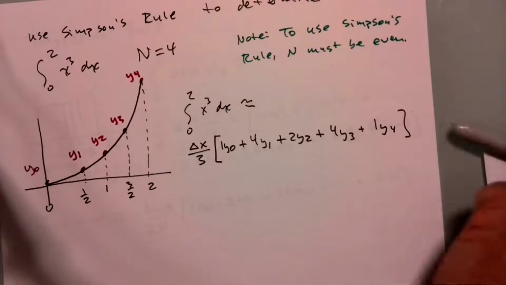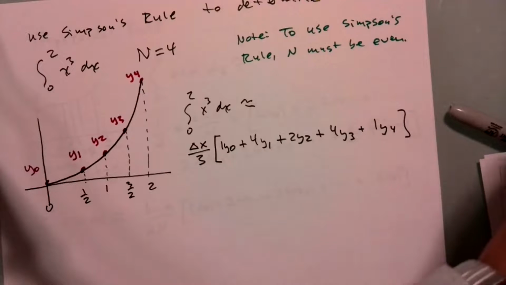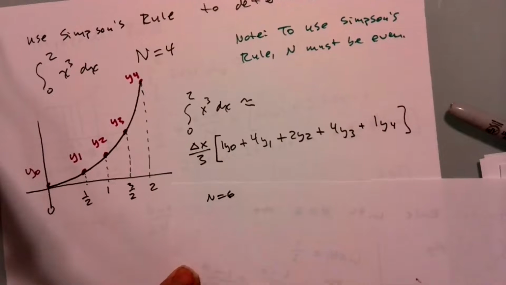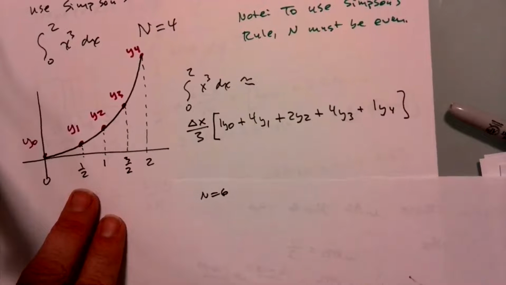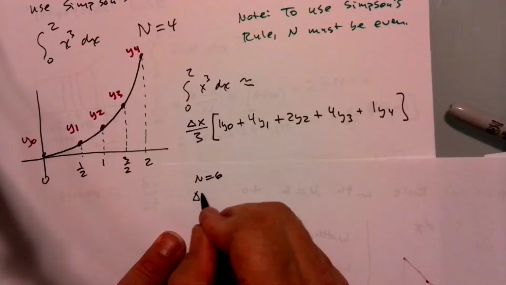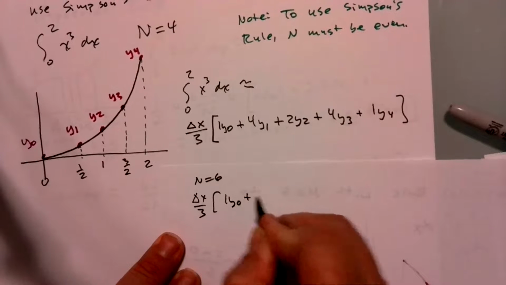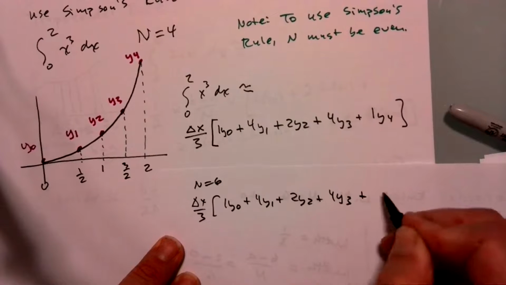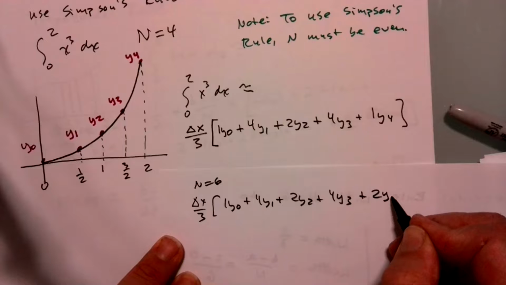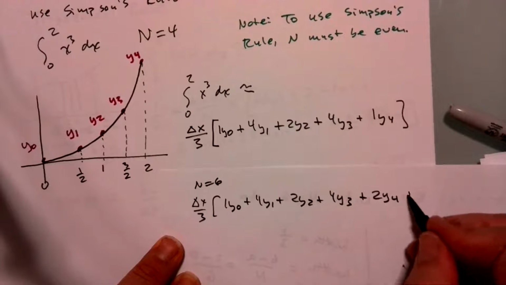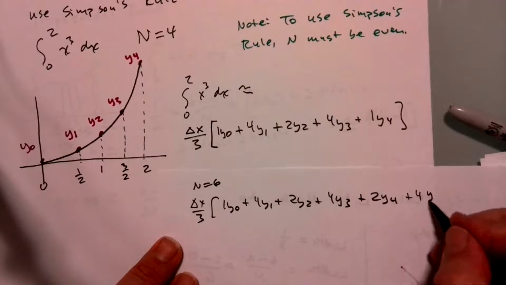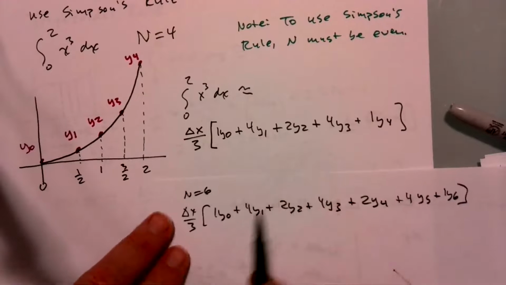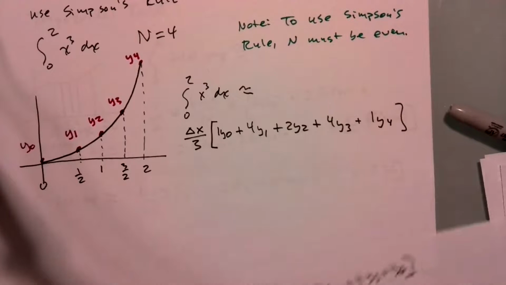If we had gone out to n equals 6, just so I can make sure that you're seeing the pattern. If instead I had n equals 6, what would that be? That would be change in x over 3, 1y0 plus 4y1 plus 2y2 plus 4y3 plus 2y4 plus 4y5 plus 1y6. So that's the process. 1, 4, 2, 4, 1, and 1, 4, 2, 4, 2, 4, 1. That's what you've got to remember.